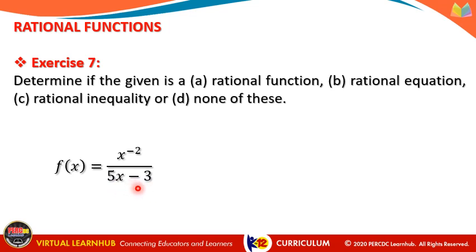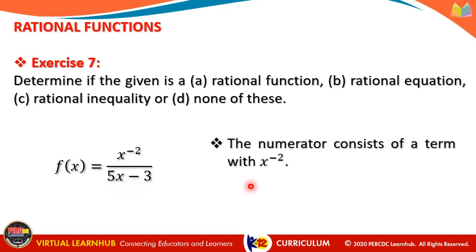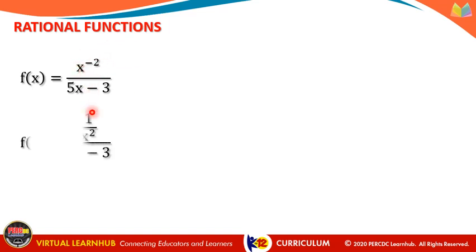Okay, so let's apply our properties of exponents. So the numerator consists of a term with x raised to negative 2. Again, you have a negative integer. Let's rewrite the function first before we say na rational function ba siya o hindi. Okay, so x raised to negative 2 ay hindi ba? Using properties of exponents again, x raised to negative 2 is the same as 1 over x squared.